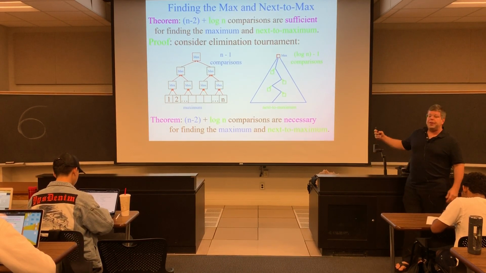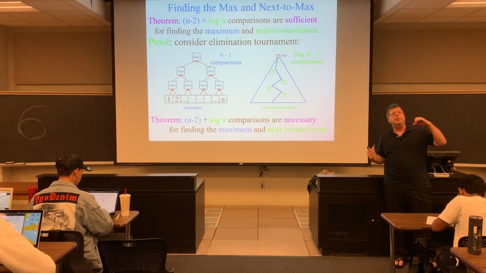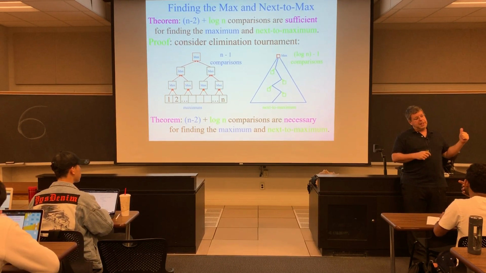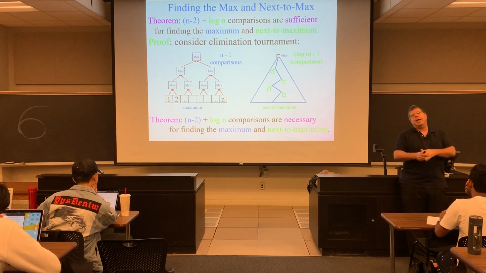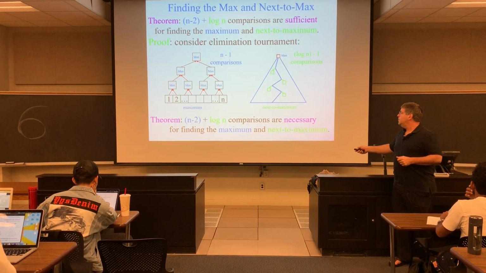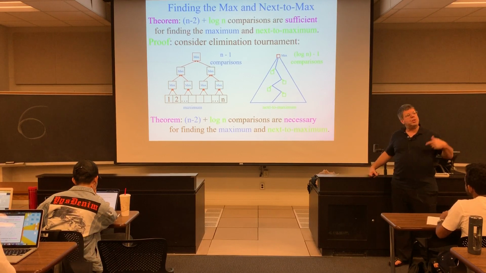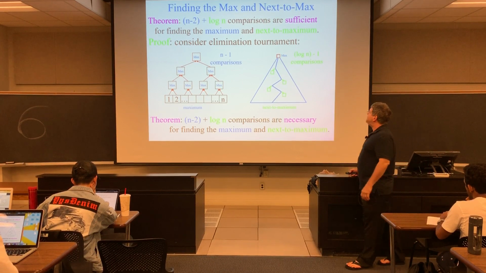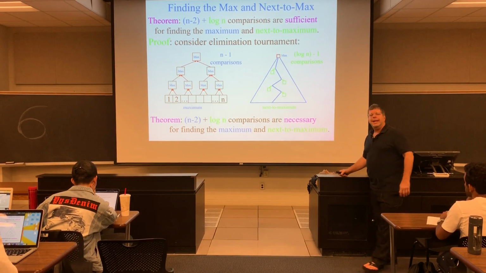Now the naive method for finding the max and next to max is: find the max, eliminate it, then from the remaining ones find the next to max, again using this brute force naive linear scan, and that was 2n minus 3. This is n minus 2 plus log n, so it's almost twice as good, better than 2n by a factor of almost 2. So it's quite a bit of savings here, not just a quarter, but almost 50% savings, because log n is much, much smaller than n.